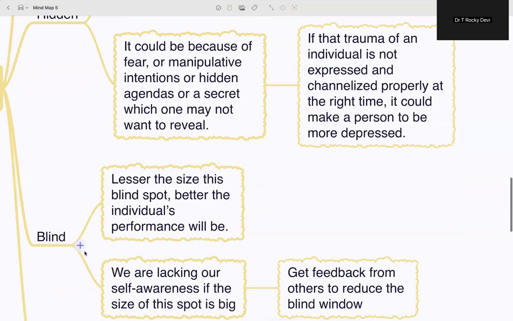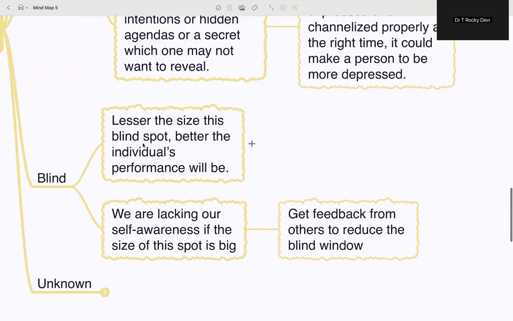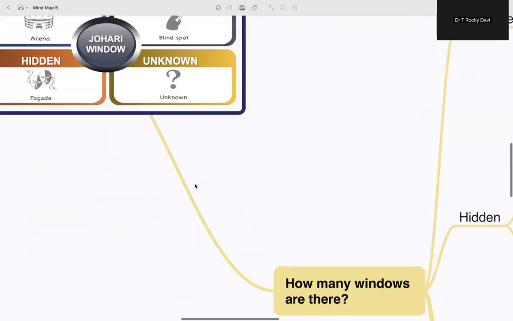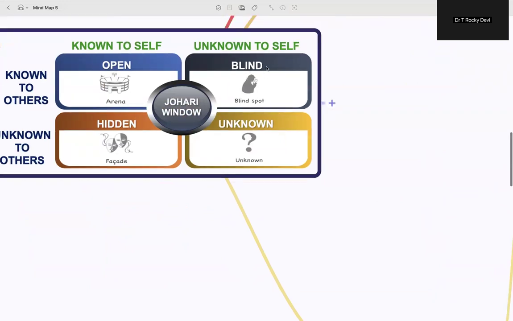The next one is blind. The smaller the size of this blind spot, the better the individual's performance will be. Because when you are blind, you will not know what others are thinking about you. We are lacking self awareness if the size of this spot is big. So, how to make your blind spot or the blind window smaller? If you see here, the blind is where you are unknown to yourself, but others know about you.